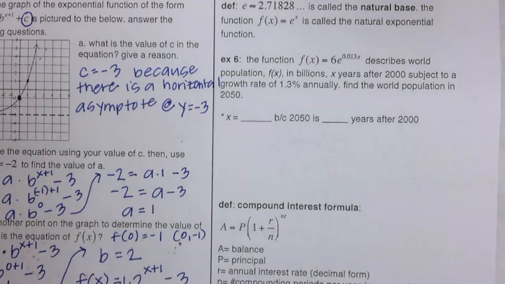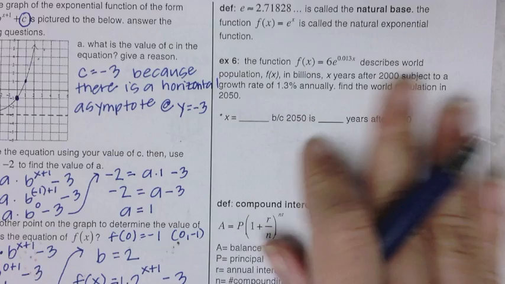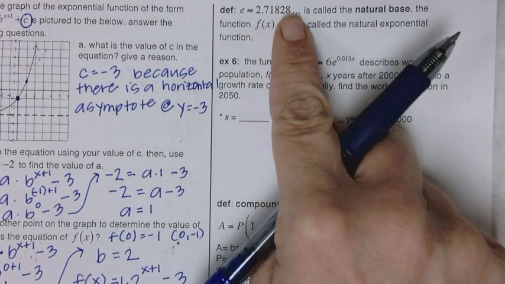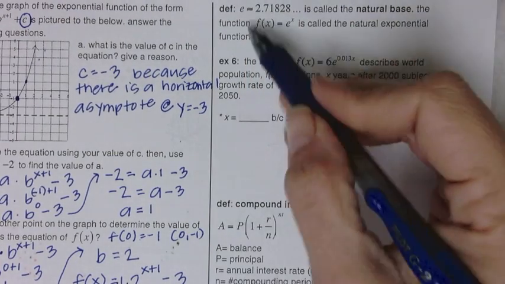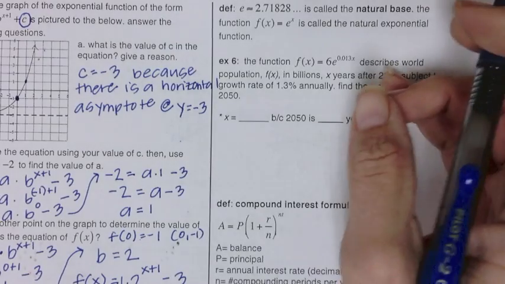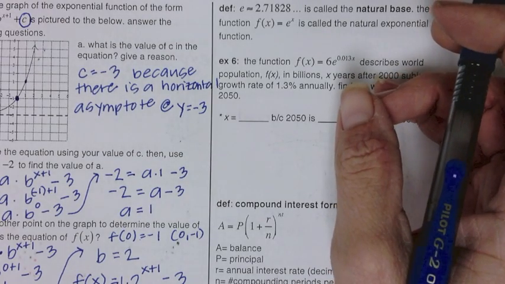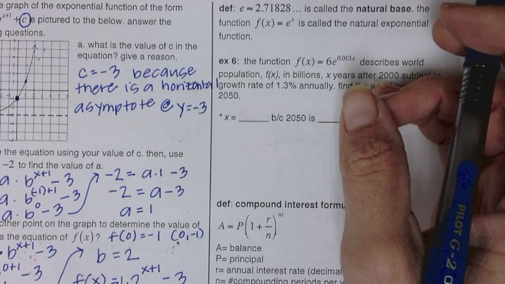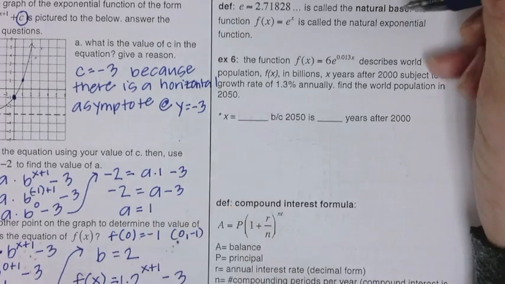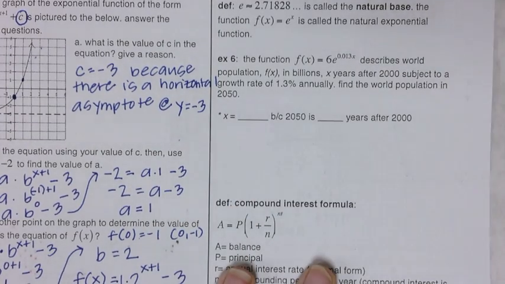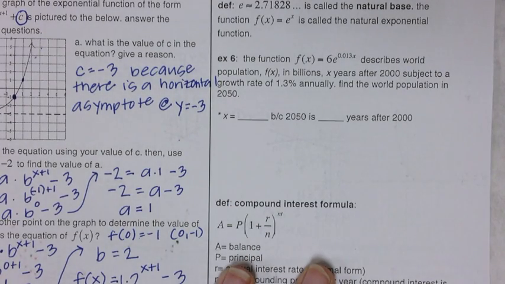So e, just like pi, is an irrational number. Instead of having to write this over and over again, mathematicians gave it a variable, e, which is weird because it's actually not a variable. It's representing a specific number like pi. It's called the natural base. You can look up why. We use it a lot though, especially with logarithms.